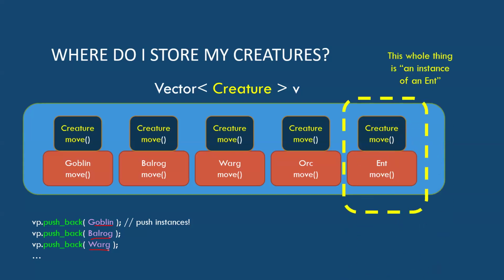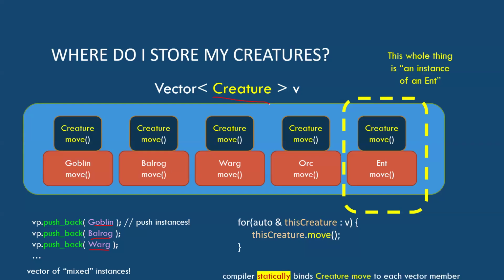So there's a lot of problems with this approach, okay? Each of these things in the vector is going to have a little mini copy of the creature and its derived class, okay? The good thing is they're mixed, like combinations of things, Balrog, whatever. But it's still not really going to give us the motion we want. When we do this, it's going to automatically fall back to the base class always.